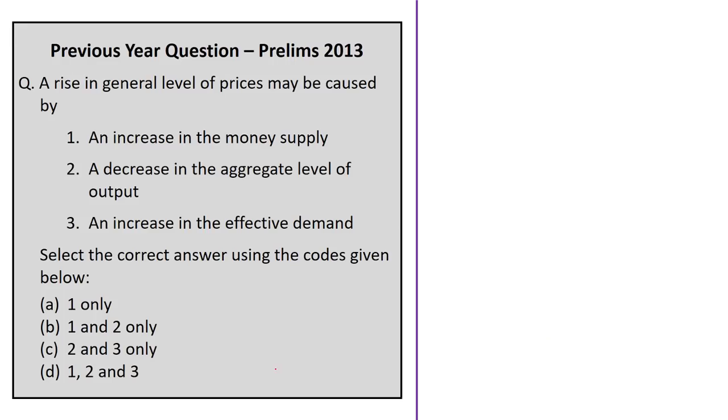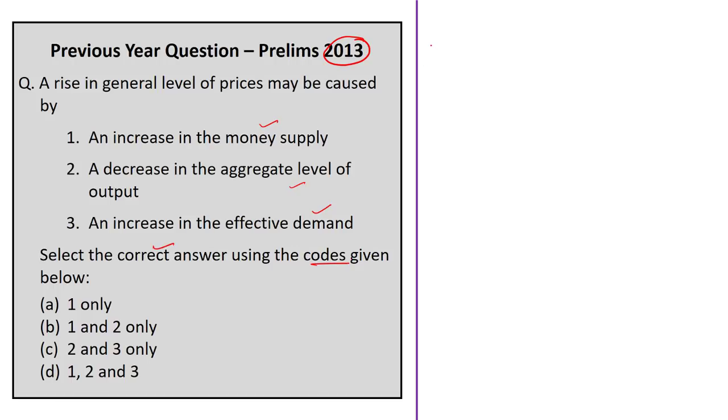Now, look at this question, which was asked in the UPSC 2013 prelims examination. The question says that a rise in the general level of prices may be caused by an increase in the money supply, a decrease in the aggregate level of output, then an increase in the effective demand. So for this question, you have to choose the correct answer using the code given.